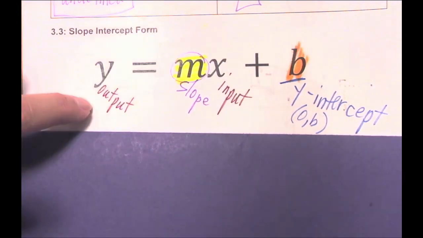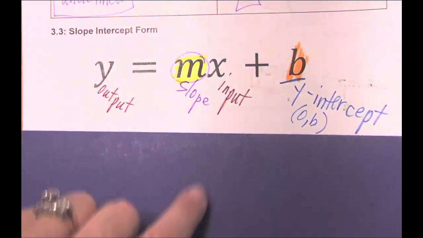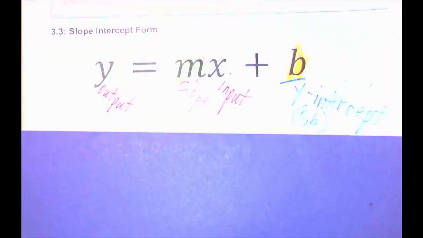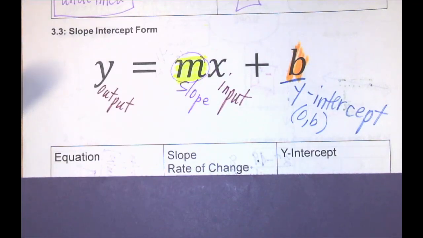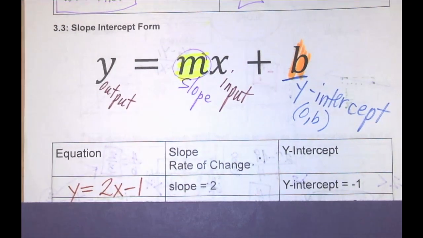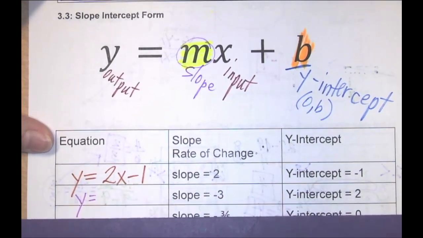Y, as always, is my output, range, dependent variable. X is my input, domain, independent variable. So if I'm given the slope, or the rate of change, and a y-intercept, I can write the equation. So this one has a slope of 2. The slope goes attached to the x. It has a y-intercept of -1, which becomes -1. So y equals 2x minus 1.